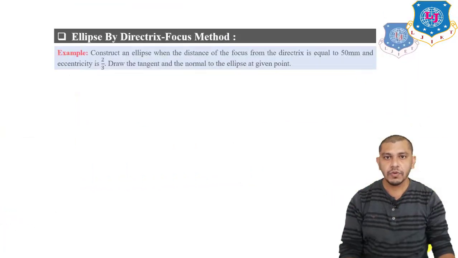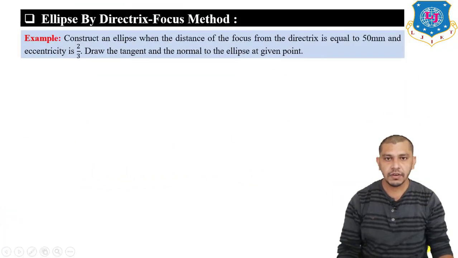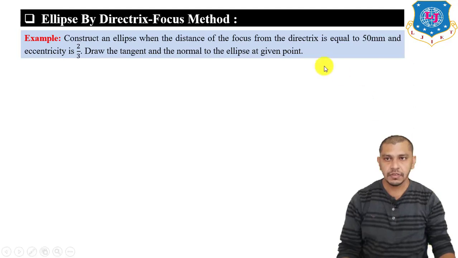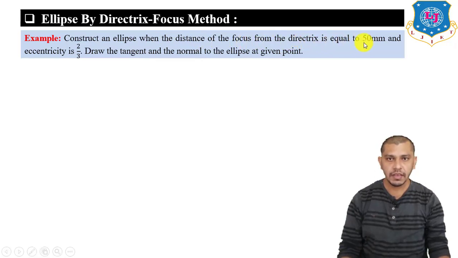So now let's move on to the Directrix and focus method to construct an ellipse. The problem is given here. Construct an ellipse when the distance of focus from directrix is given, it is 50 mm, and the eccentricity ratio is 2/3. Draw the tangent and normal to the ellipse at a given point.